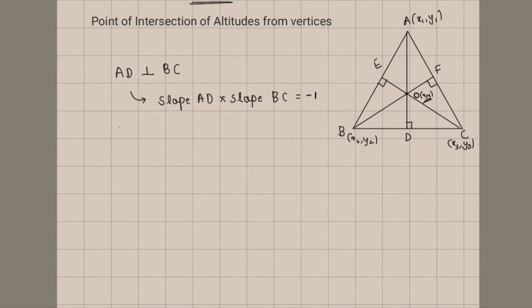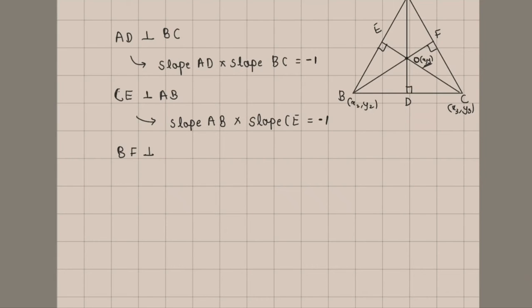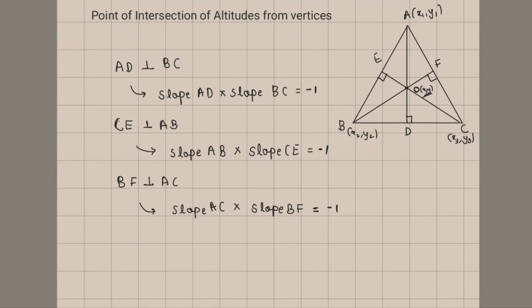Similarly, CE is perpendicular to AB, which means the slope of AB into the slope of CE should give -1. Similarly, BF is perpendicular to AC, which gives the slope of AC into the slope of BF equals -1. And we know the points A, B, C. So we get the line equations of these three heights.